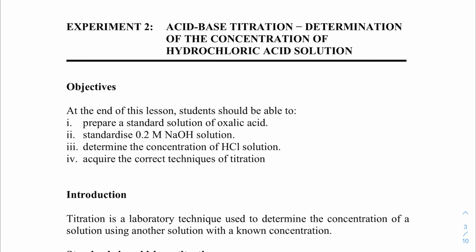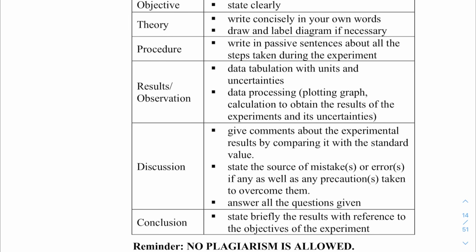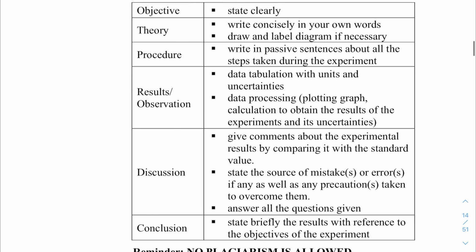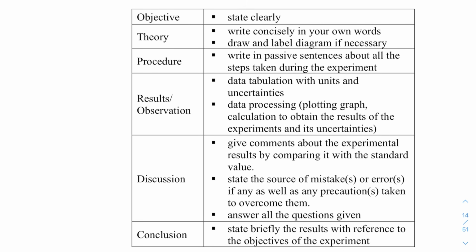Okay, before we look further into the lab report, let us recap what must be included in the format for your chemistry lab report. For chemistry, what is needed in your lab report writing is the objective, theory, procedure, results or observation, discussion, and last but not least, conclusion. Again, your apparatus and reagent is not needed in the lab report. It's not compulsory. So let's look into detail for experiment 2.